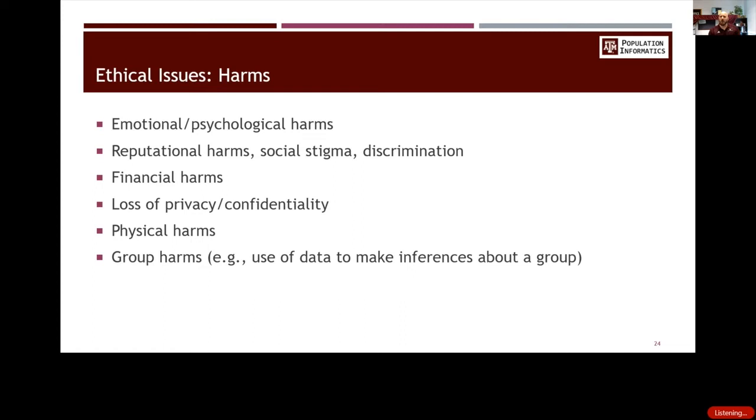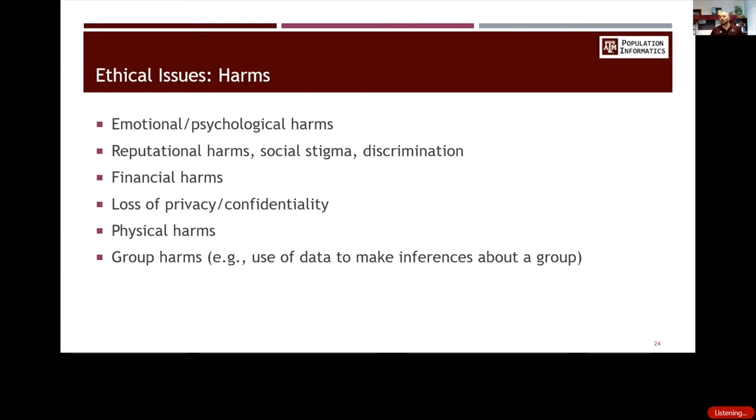More remote of a harm, but still a very real possibility, are physical harms. So for instance, if a data subject is in an abusive relationship, and the researcher is asking them confidential things, if that were to get out, maybe say the abuser becomes aware of that information, then that data subject could be at risk of certain physical harm. So it's perhaps a more rare, but still a very real type of harm that can result.